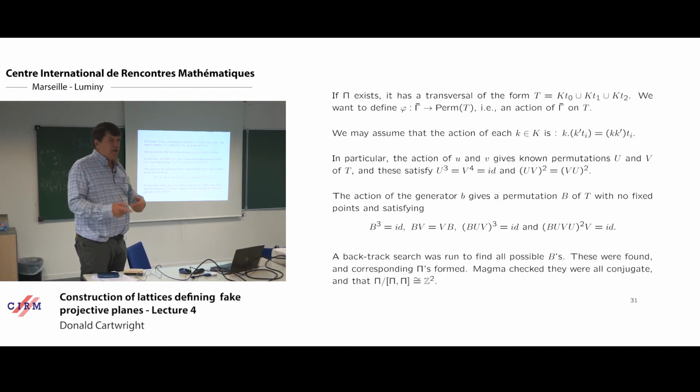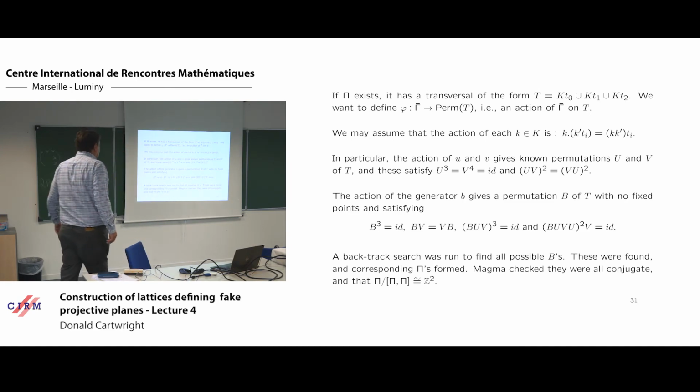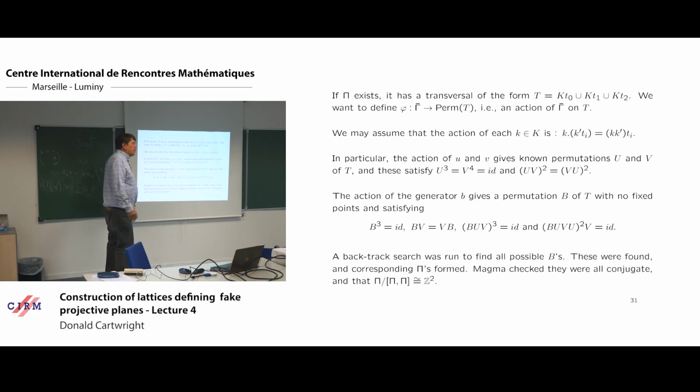For several of our groups, we had to write backtrack searches for things like this, and this one actually finished. I'm sure deep down inside Magma, it's doing backtrack searches as well. But because of the very specific setup, we can go faster than Magma can in this particular setup.